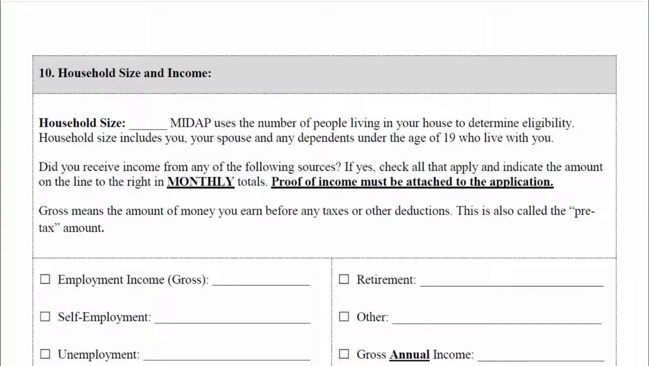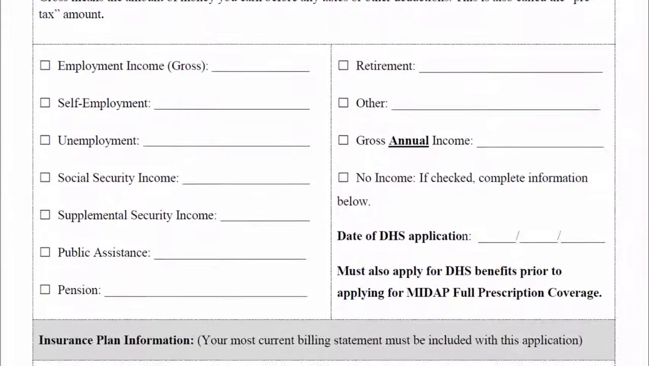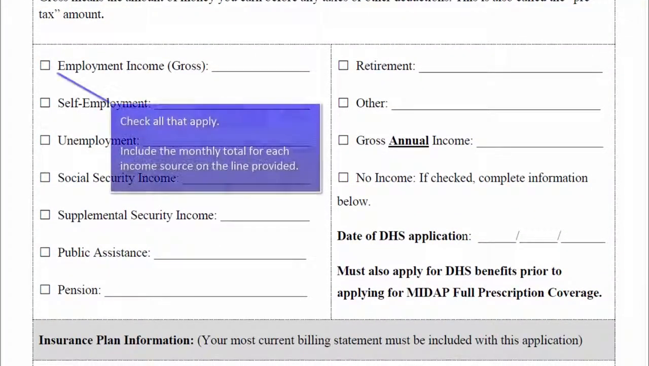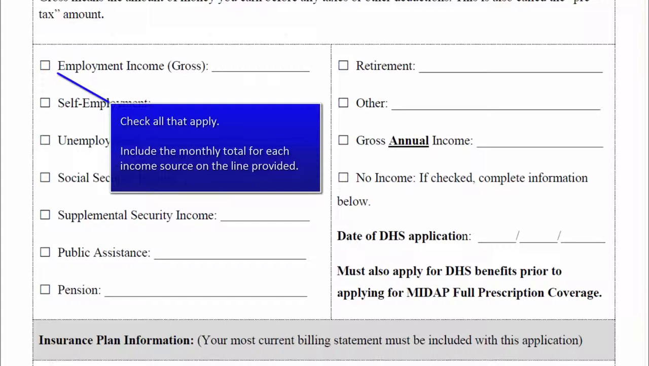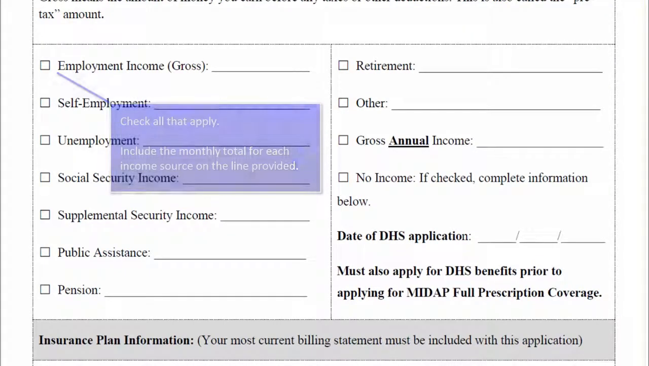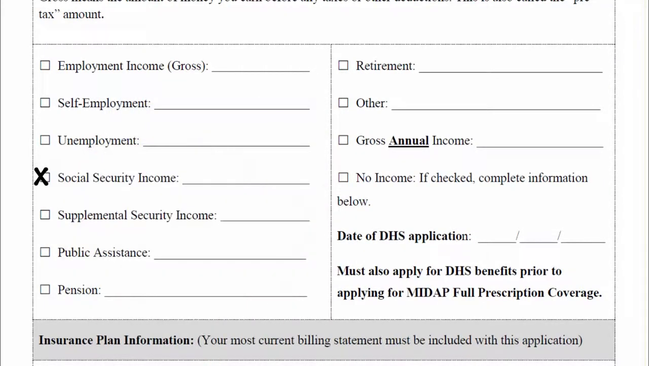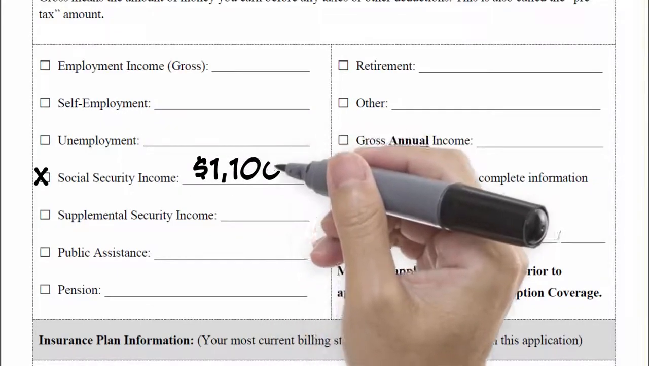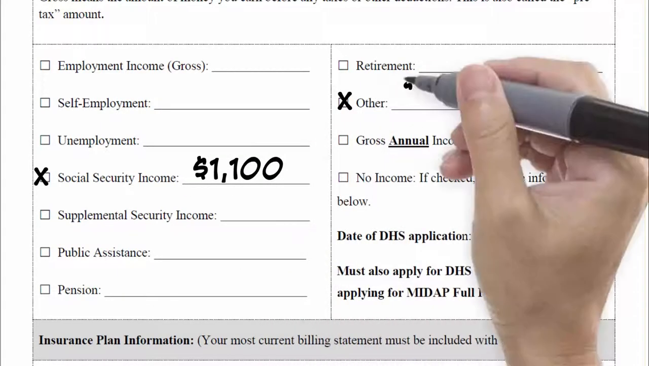For the first part of question 10, write the number of people in your household. Household size includes you, your spouse, and any dependents under the age of 19 that live with you. The next part asks you to identify your source of income. Check the box for all sources of income you have, and on the line after the income source, list the monthly total for that source.